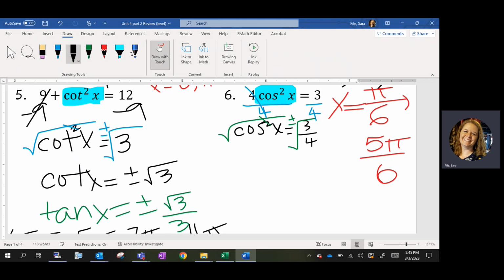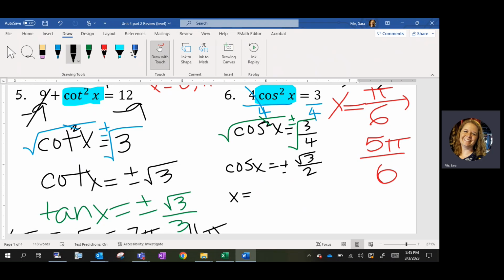Now this time I'm taking the square root of a fraction. So I also need to remember that when I take the square root of a fraction, you're taking the square root of both the numerator and the denominator. So the numerator is 3. That's not a perfect square, so we leave it as root 3. 4 is a perfect square. The square root of 4 is 2. So we end up with square root of 3 over 2. Again, plus or minus, so we're going to have 4 solutions because all 4 quadrants.